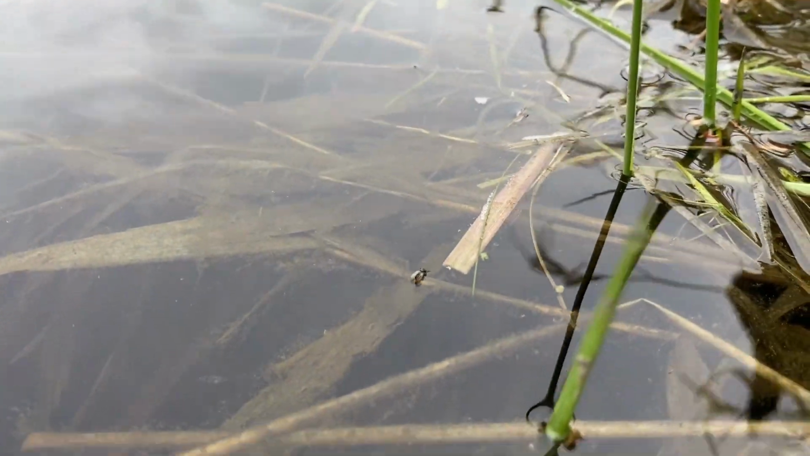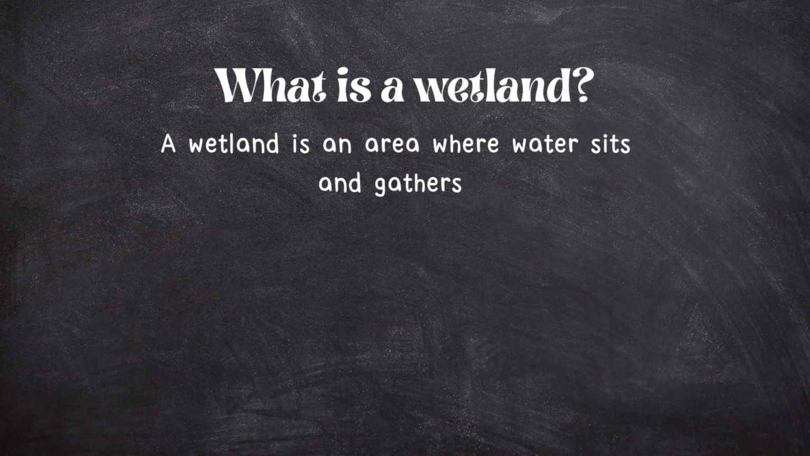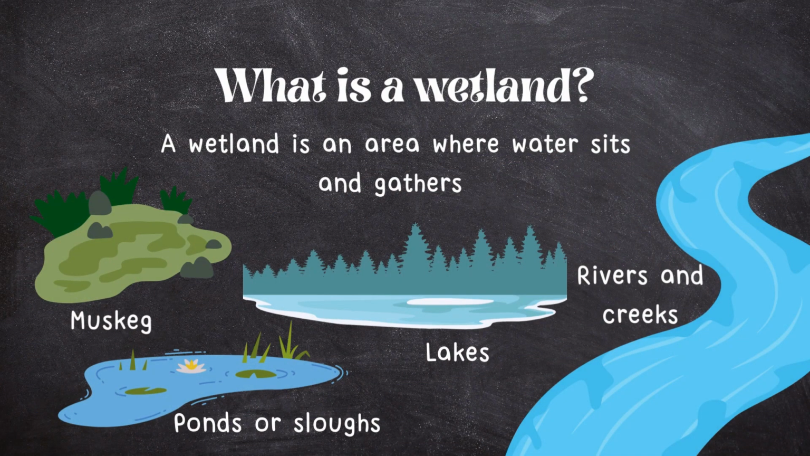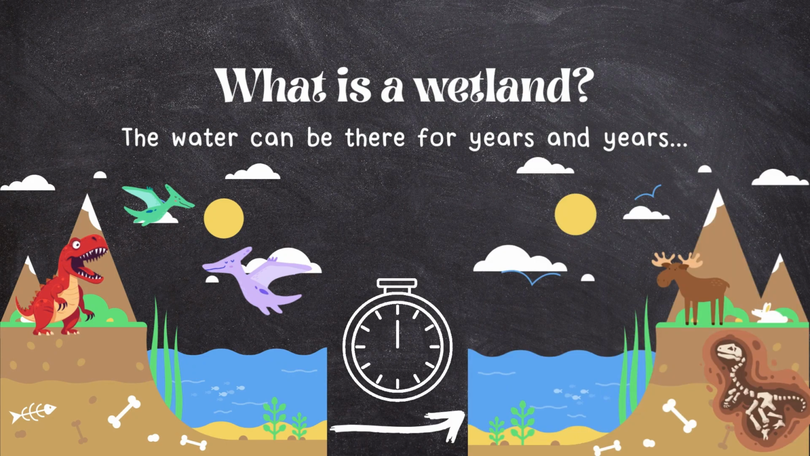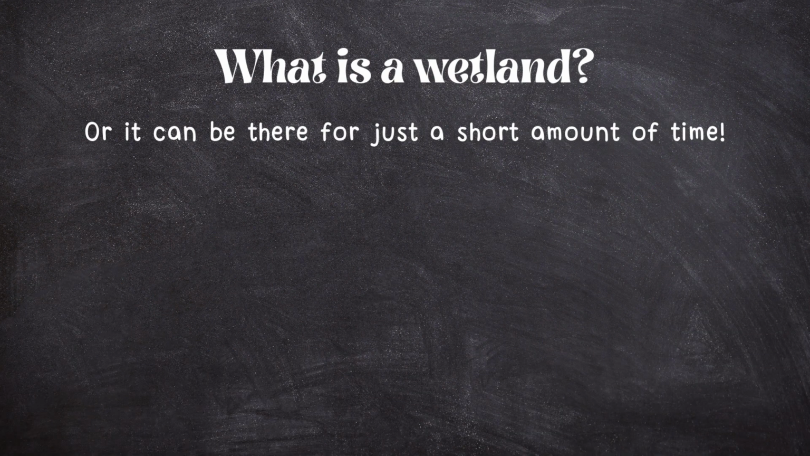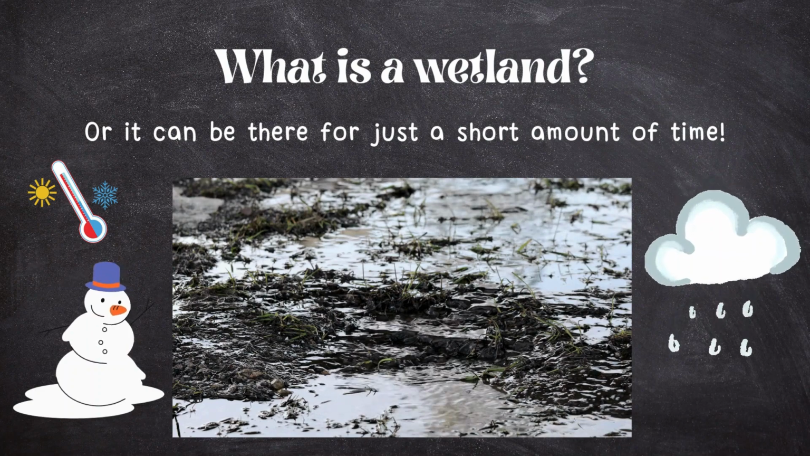Before we head down and start exploring the creek, it's important that we understand what a wetland is. A wetland is an area where water sits and gathers. Some examples of wetlands are muskeg, ponds and sloughs, lakes, rivers, and creeks. Wetlands include areas where water has been for years and years and years. Or wetlands can be seasonal, meaning that they appear for just a short amount of time.